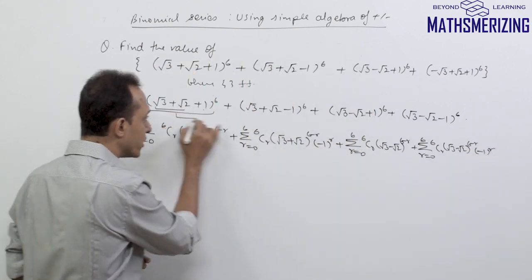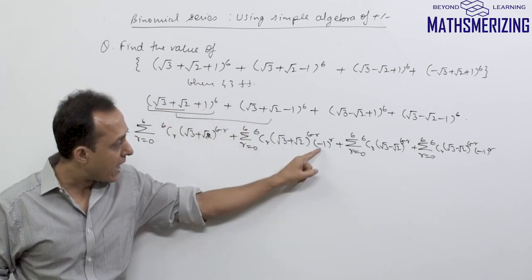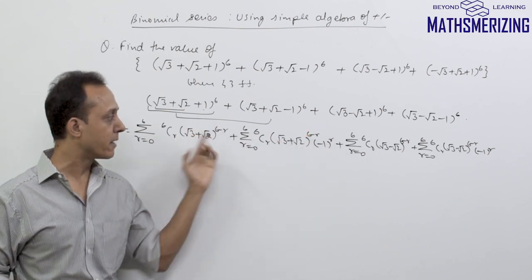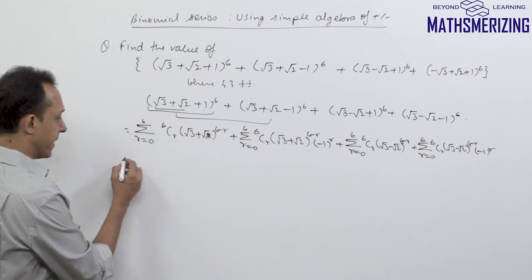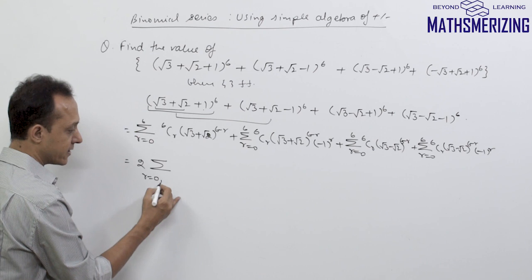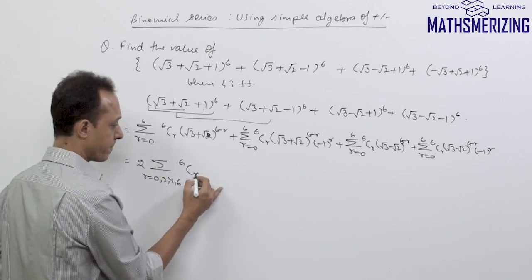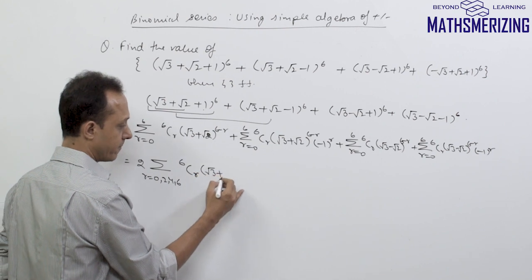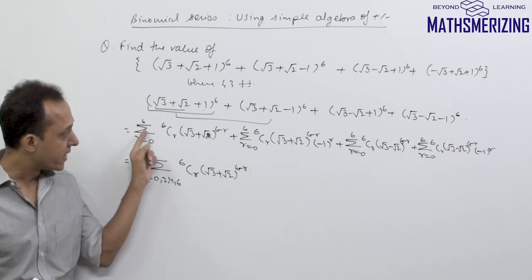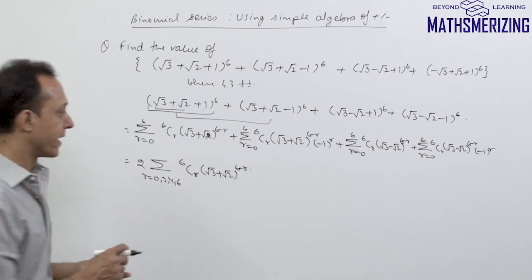Now, if I look at these two terms, it is nothing but a plus b and a minus b. So what will happen is when this r is an odd number, these two terms will cancel, and when r is an even number, they'll add up, right? So I'll write it as 2 times summation. Now r will take only even values, so r will be either 0, 2, 4 and 6. So I'll write it as 6Cr (root 3 plus root 2) to the power 6 minus r. When r is odd, these terms cancel out, and when r is even, they add up. In the same way, I can write it for the second one also.